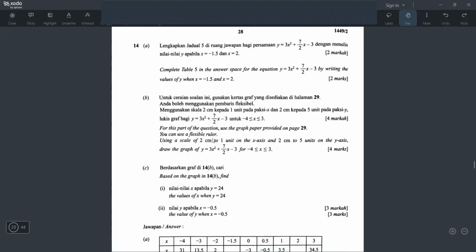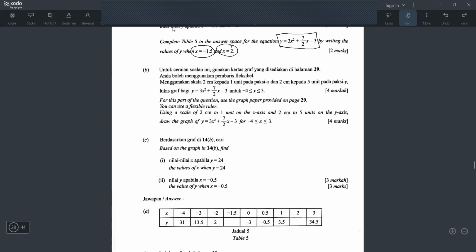Okay, now we can continue with the next question, which is 14. It's also a graph question. Okay, so we'll be using another graph paper. Let's read the question. 14a, complete table 5 in the answer space for this equation by writing the values of y when x equals negative 1.5, x equals 2. So what you do here is, if you want to get the value for this, you just substitute negative 1.5 inside here. So it will be y equals 3x squared plus 7 over 2x minus 3.